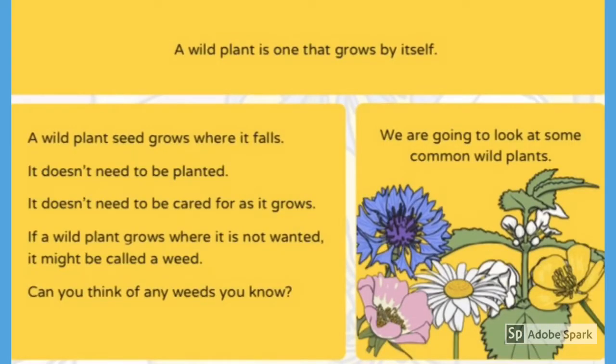A wild plant is one that grows by itself. It's not a plant that is planted, so we don't go into the garden and we don't plant it. It doesn't need anybody to look after it. And sometimes if it grows where it's not wanted, it might be called a weed.